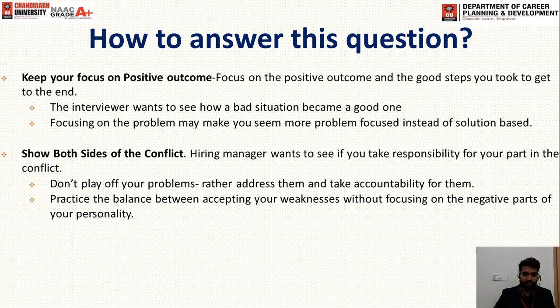Show both sides of the conflict. Now it's really easy to blame the other person when the other person is not present in the room. But the hiring manager wants to see if you are willing to take responsibility for your part of the conflict. If the mistake of the other person is, let's say, 60%, that means you are at fault for 40% as well. If you are not taking responsibility for your 40%, that clearly shows you are shrugging off or running away from the responsibility. So don't play down your problems; rather, address them and be accountable for them.